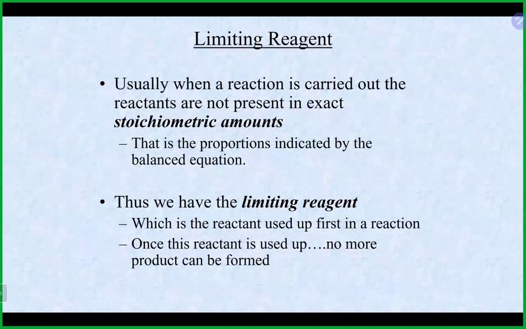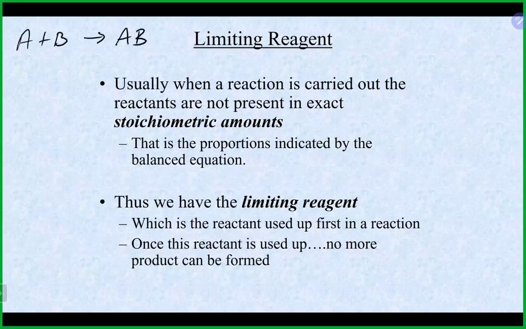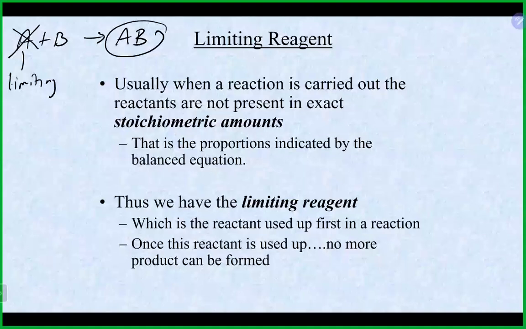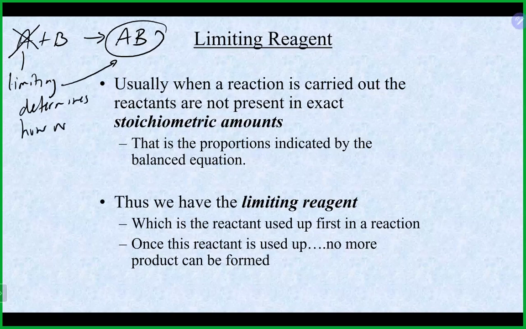So if you take just a basic example, if you have A plus B to make AB, let's say A is my limiting reagent. As soon as I run out of A, there is no chance that I can make any more product because obviously here I need A and B to come together. And if I have no more A, I'm not going to be able to make any more product. So it is the limiting reagent that always determines how much product you can make. So that's why the limiting reagent is really important.